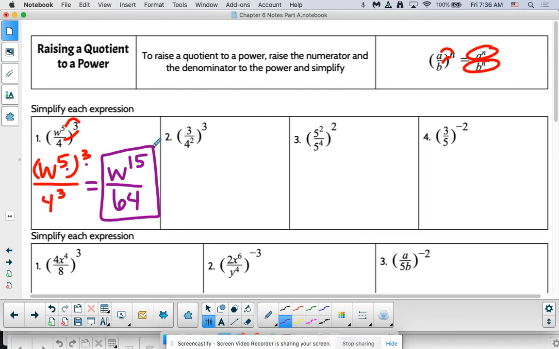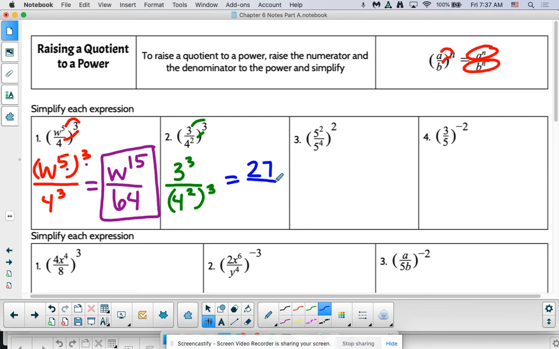All right, let's try another one. So again, draw in your little rainbows, loop-de-loos, whatever you want to call them. So on the numerator, I'm going to get 3 cubed all over 4 squared to the power of 3. And now we're going to simplify. Okay, you guys, in your calculator, figure out what 3 to the power of 3 is. You get 27. 3 times 3 times 3.